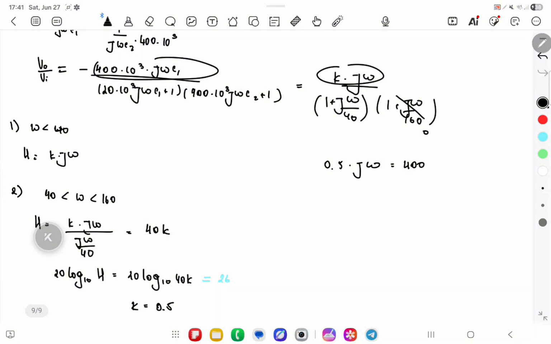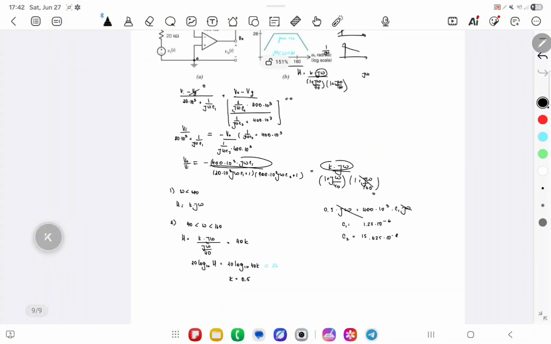So we will have it equal to 400 multiplied by 10 to the power 3 multiplied by C1 j omega. So these two things simplify, and we have C1 equal to 1.25 multiplied by 10 to the power of minus 6. You can try finding the value of capacitance 2 by yourself, but I'll just give you a hint that it will be equal to 15.625 multiplied by 10 to the power of minus 8. So this is it. I hope you find it helpful.